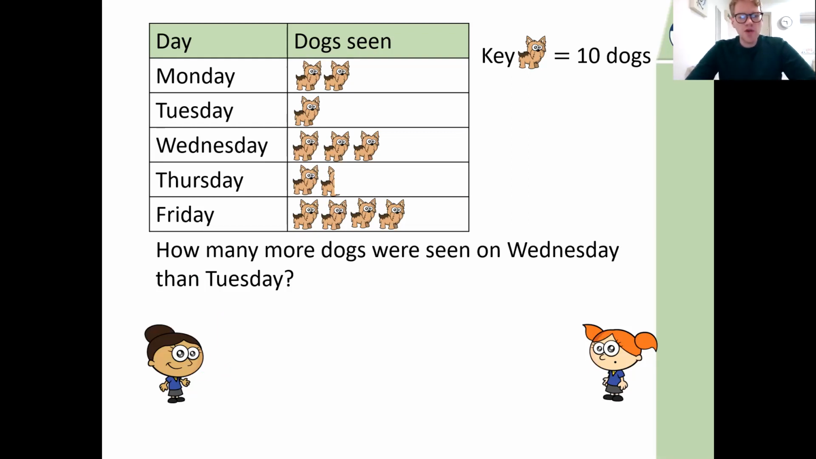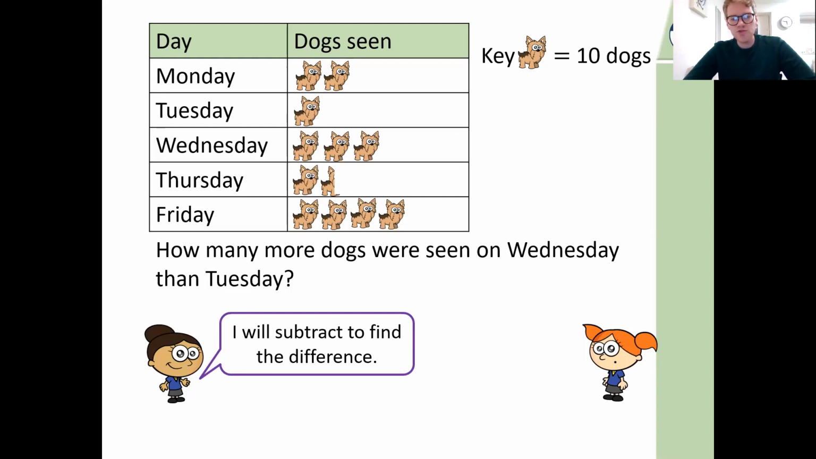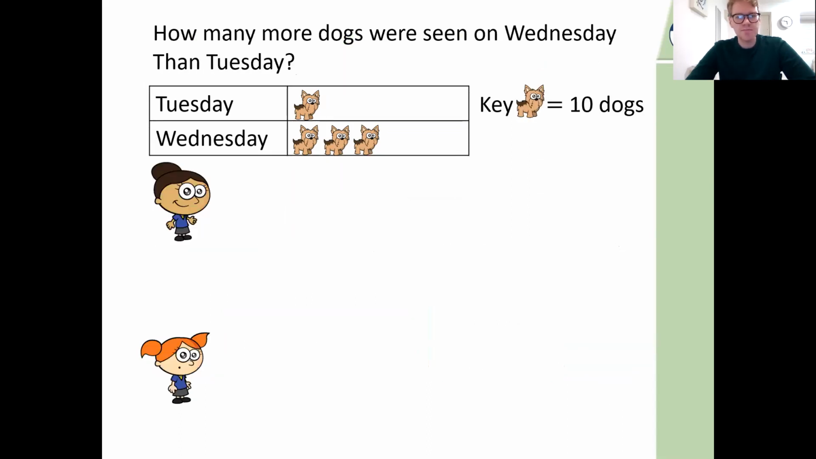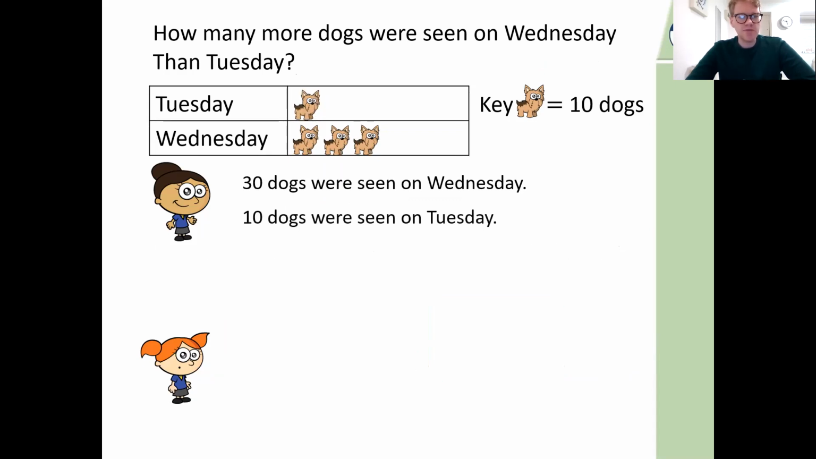So a couple of strategies we could have used then. This person says, I will subtract to find the difference. So this person worked out what it was for Wednesday, which is 30, worked out what it was for Tuesday, which is 10. So she did 30, take away 10. She knows that the difference is 20. That's one way we could have done it. But there is another way as well. Let's have a think about what that other strategy is. They were trying to find out how many more dogs were seen on Wednesday than on Tuesday. So her strategy, we talked about this, 30 dogs were seen on Wednesday, 10 were seen on Tuesday. So she did 30, take away 10 is 20.